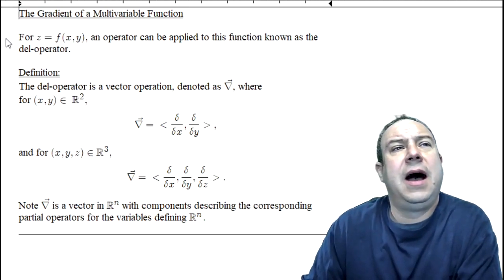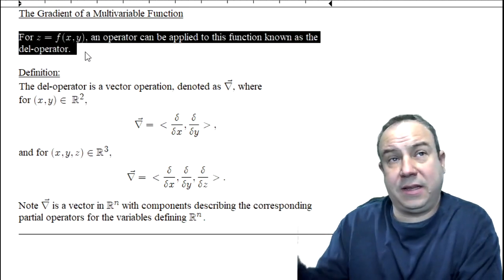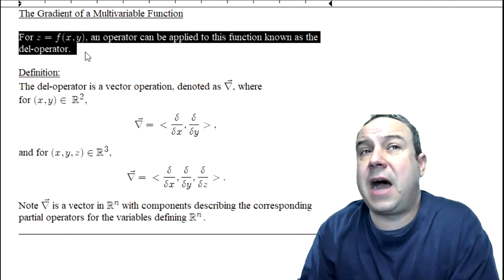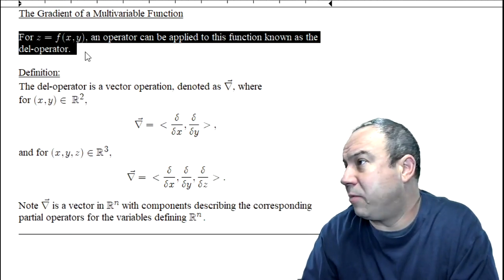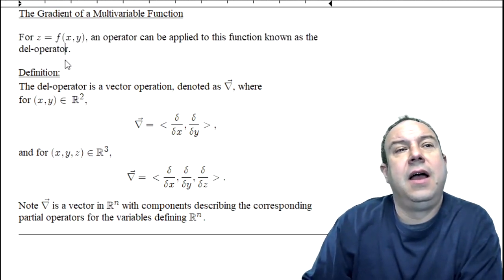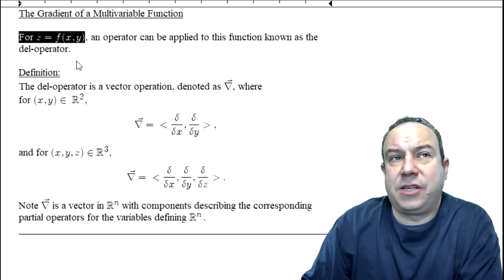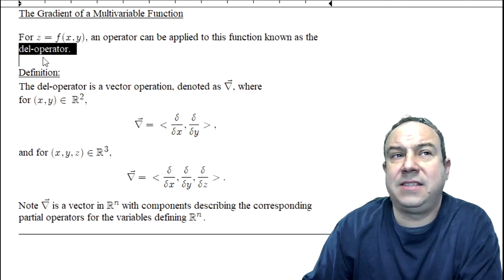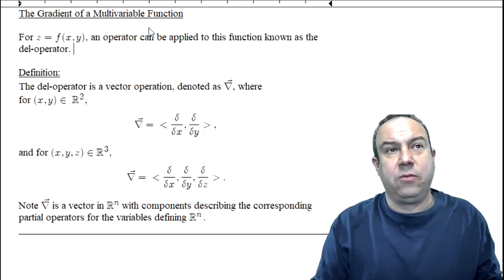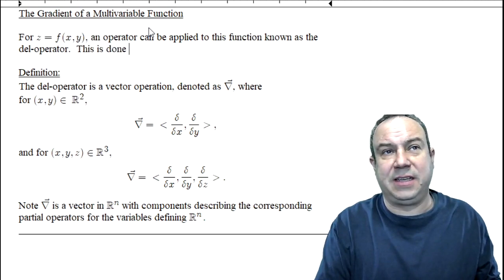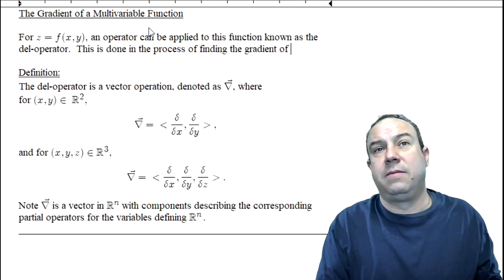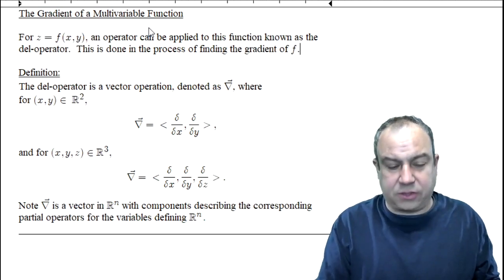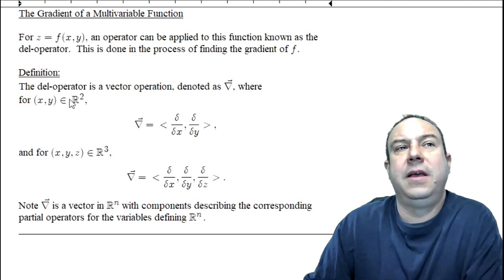To begin with, to calculate the gradient, I am going to have to introduce an operator known as the del operator. And I do that initially for z equal to f of x comma y. An operator known as the del operator can be applied to this function. What I might point out a little further is this is done in the process of finding the gradient of a multivariable function f.